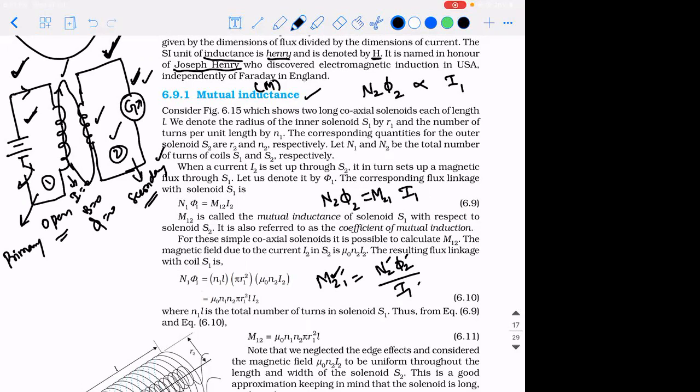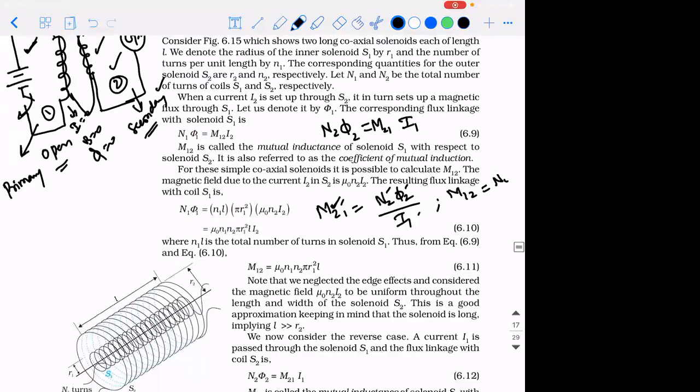In a similar way, if I have to write the vice versa, then M12 will be equal to how much? N1 phi 1 divided by I2. Guys, tell me, is this concept tough? Are you able to understand? Yes or no? Yes, sir.